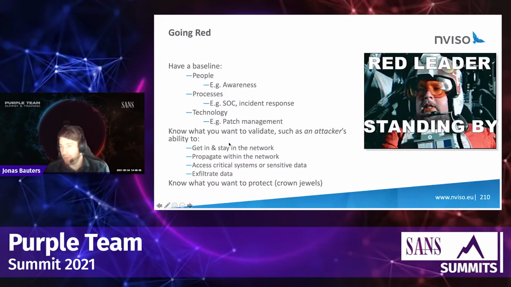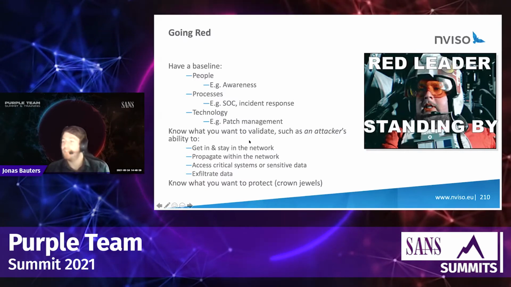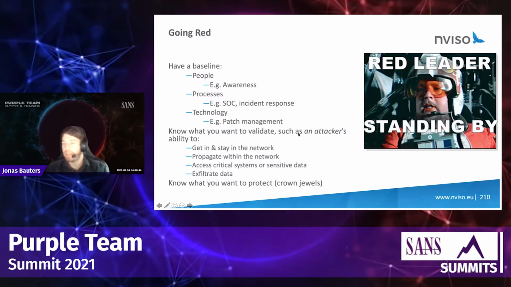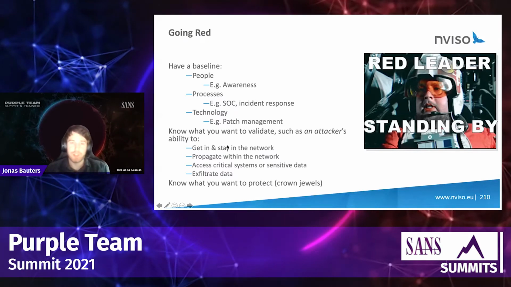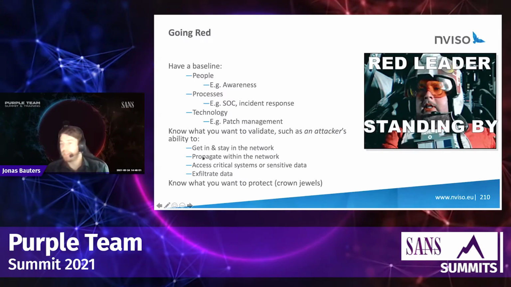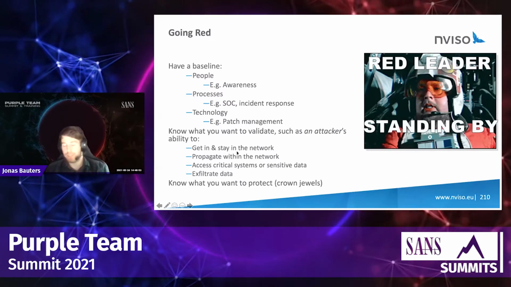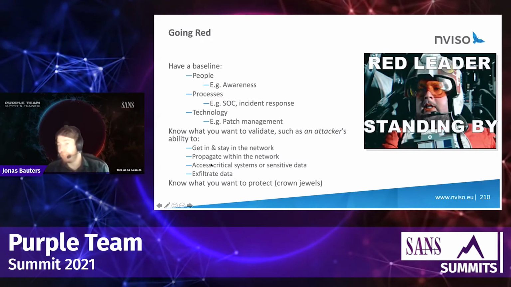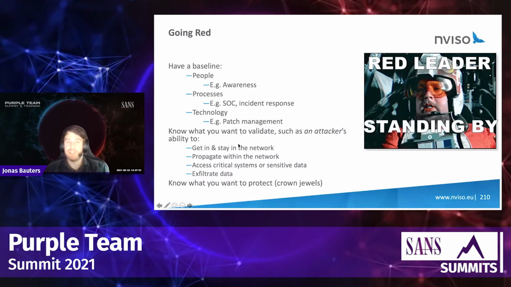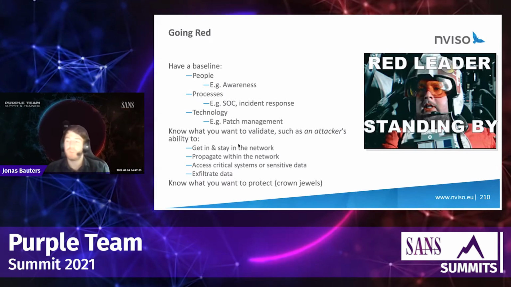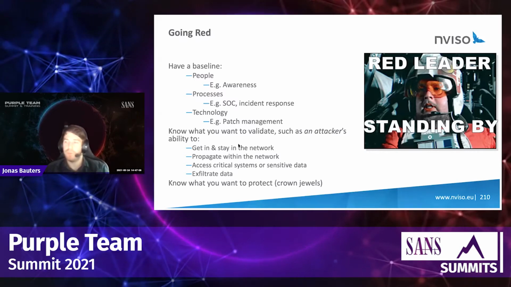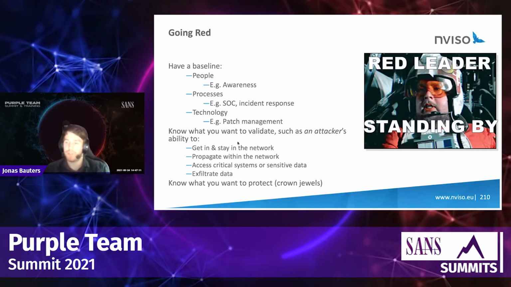And then you should also want to know what you want to validate. And some examples here are whether an attacker could be able to get in and stay inside your network, so persist in the network, if they're able to propagate and access critical systems and then exfiltrate the data that they have obtained. You could want to validate all of these aspects. You could want to validate a subset of those to focus on specific areas. So that's things that you ideally know before you get into the red team exercise.